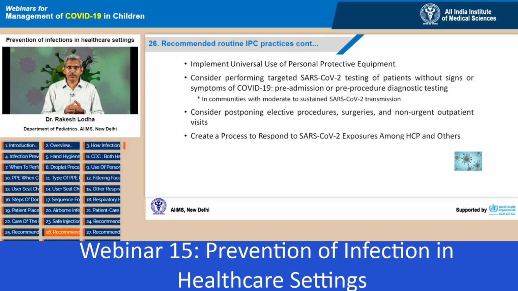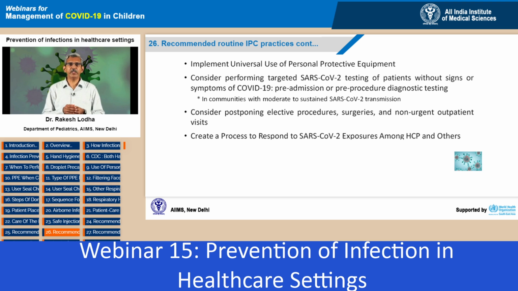Implementing universal use of personal protective equipment by the healthcare workers. In communities with moderate to substantial community transmission, it is recommended that the healthcare workers also wear eye protection in addition to the respirator or the face mask. One would need to use an N95 or a higher level of respirator for aerosol generating procedures and surgical procedures posing higher risk of transmission, for example ENT surgery. In situations where there is minimal to no community transmission, universal eye protection and respirator recommendations are optional.